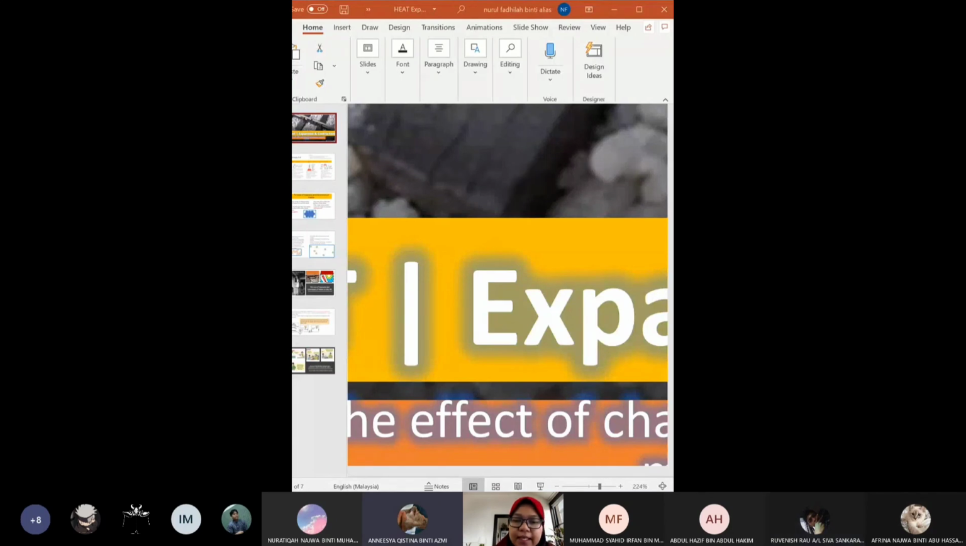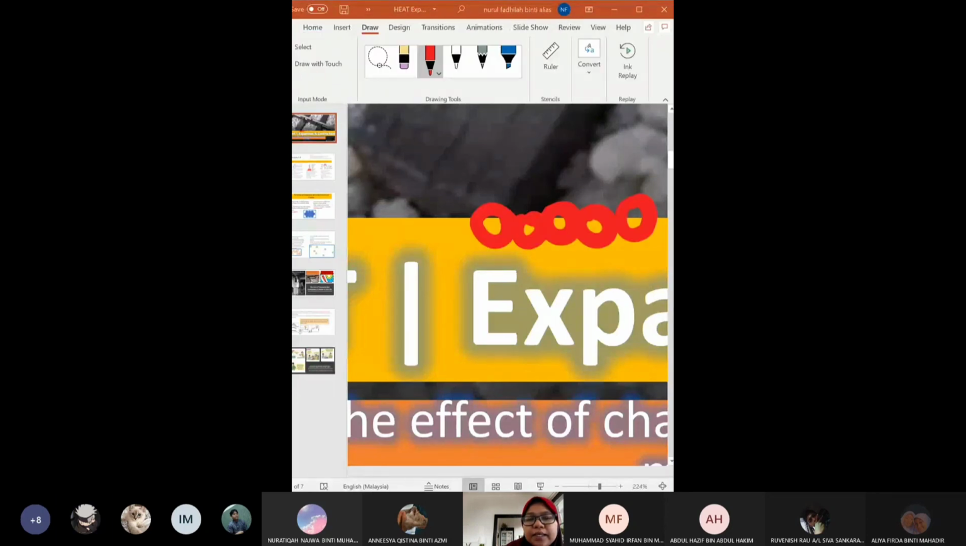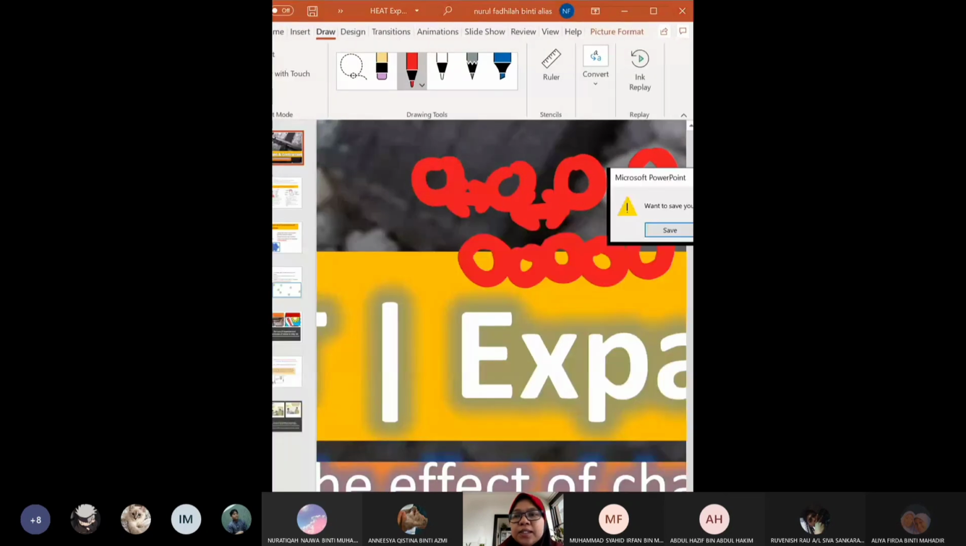The particles vibrate. The particles move away from each other. The distance between the particles increases. That's why, just now, the particles were close together, but when they are heated, they will be far from each other. So there is a distance. The distances will cause the solid, liquid, or gas to expand. Okay, so that is what we learned today.